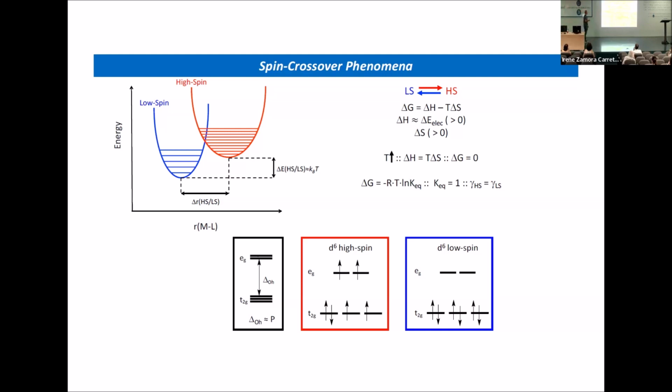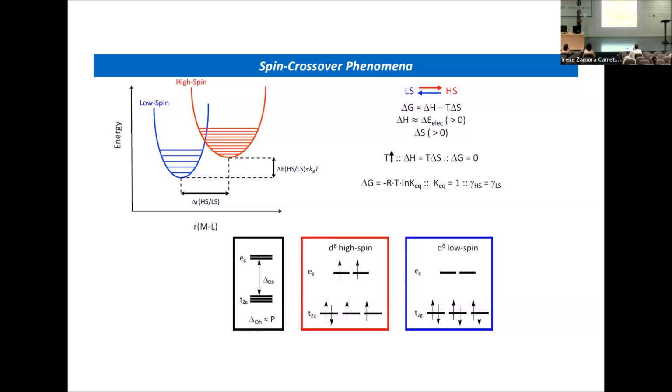So both terms are positive, but we have a minus sign here, meaning that if we raise the temperature at some point, delta H is going to be equal to T delta S. Both terms are going to be the same magnitude. Delta G is going to vanish, which means that the equilibrium constant is equal to 1. Okay, and then we have the same population of both spin states. That particular temperature is known as the transition temperature, and that's going to be mostly what we are going to be focusing on today: how to calculate this magnitude. Also the spin state energy gap, the delta H, but mostly the transition temperature.